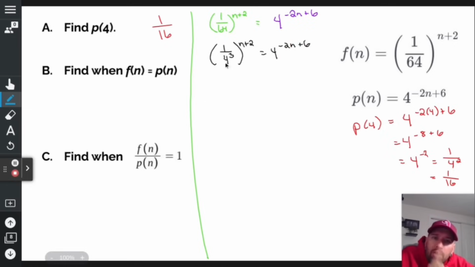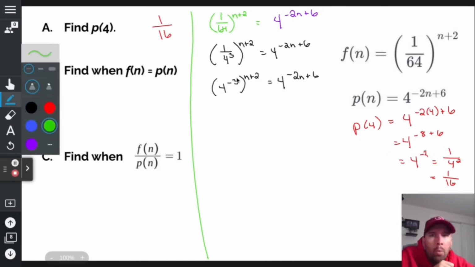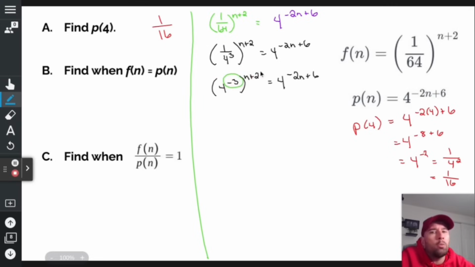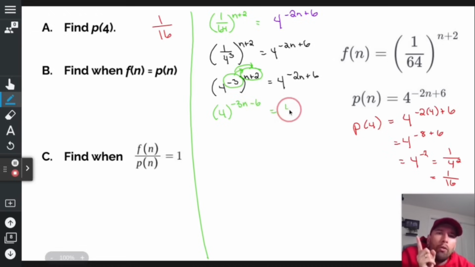Now, that's not 4, that's 1 over 4. So let's move this guy up and make its exponent negative, okay? 4 to the negative third to the n plus 2 equals 4 to the negative 2n plus 6. Now, is that 4? No, because it's 4 to the negative third. I need to get rid of that negative third. We already know from a previous problem that if I have an exponent to an exponent, you multiply exponents. But do be careful, because you have to make sure you distribute. So this becomes 4 to the negative 3n minus 6. That's going to equal 4 to the negative 2n plus 6.